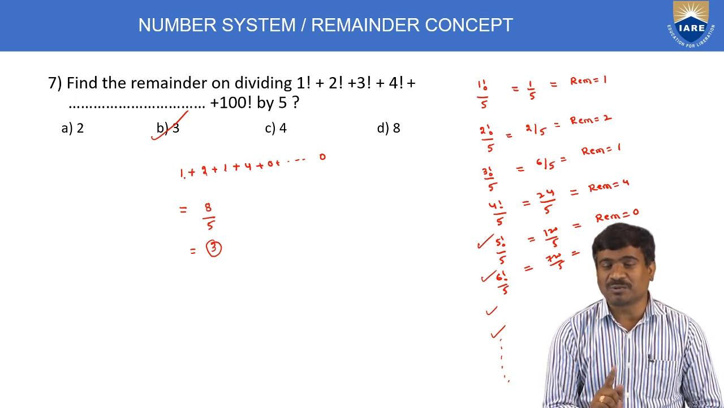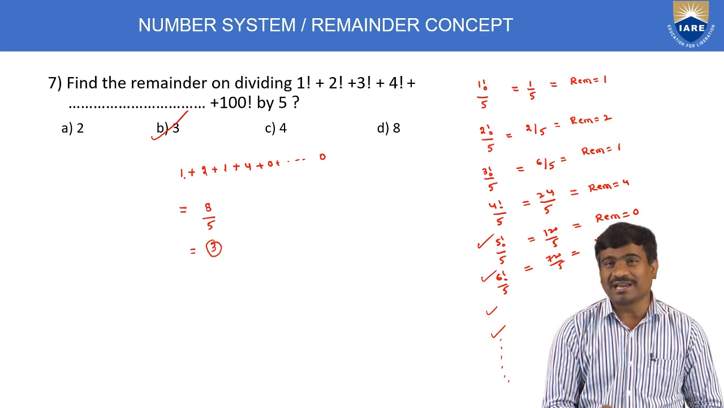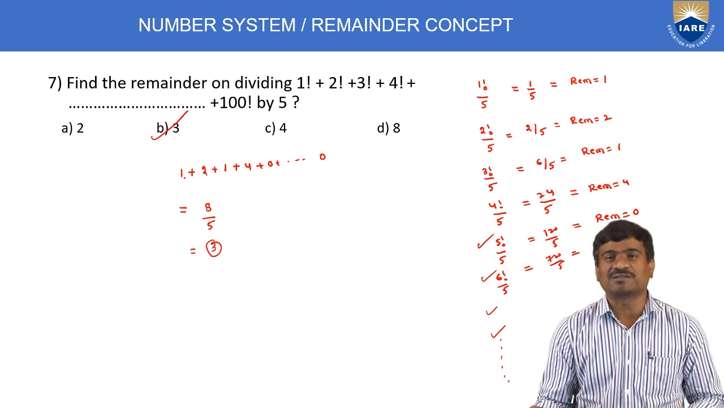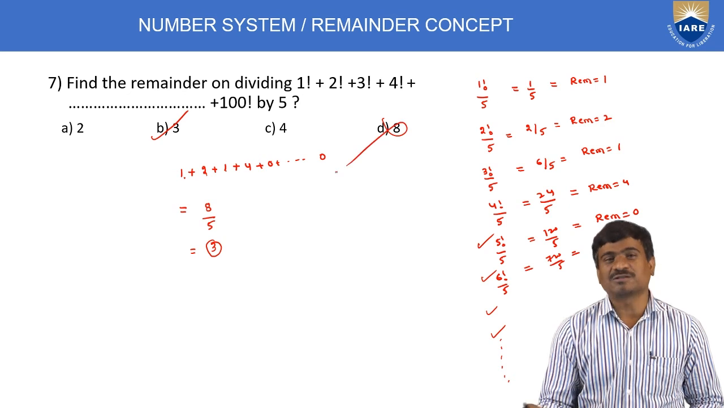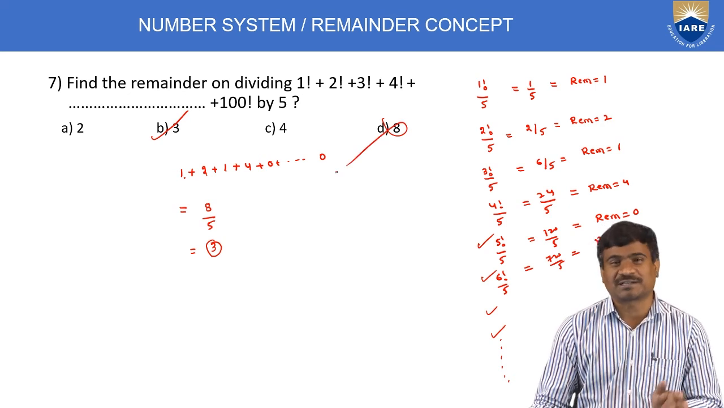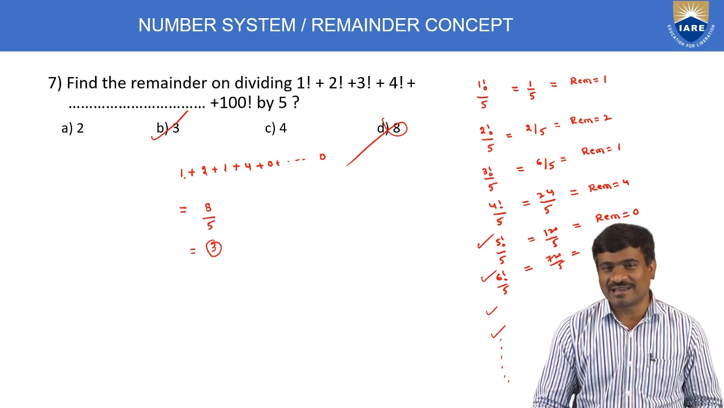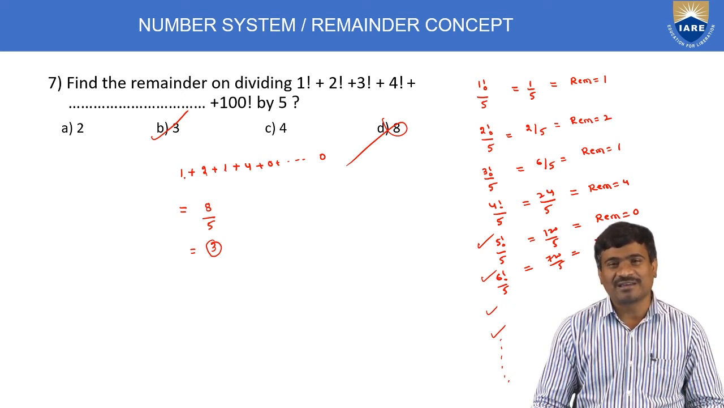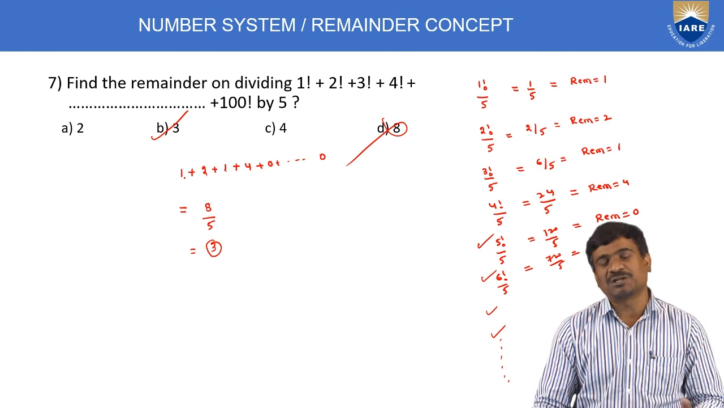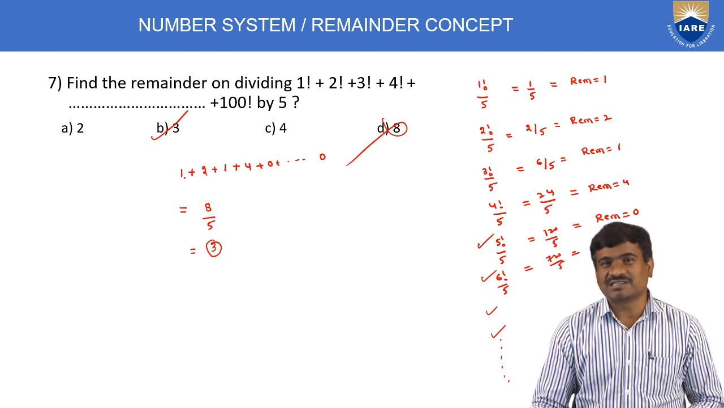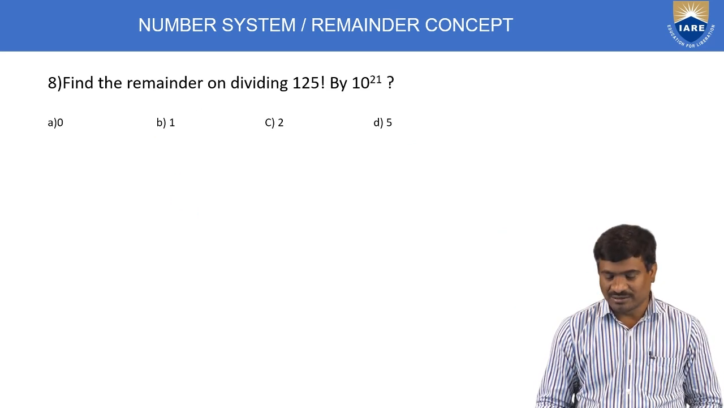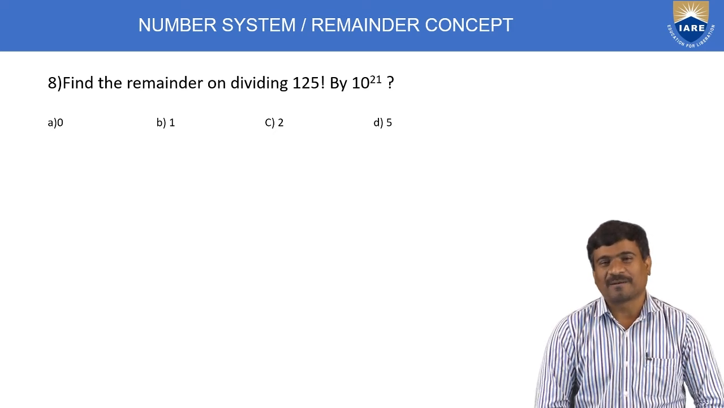Here the remainder should be less than the divisor, but 8 is not correct, though that option is also given. Option D is also given, but option D is not the correct answer. The remainder is always less than the divisor. Again dividing by 5, remainder only 3, option B is the only correct answer. This is about the 7th example.